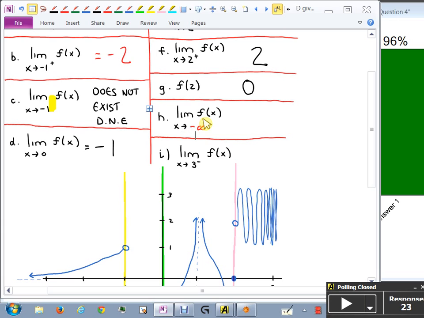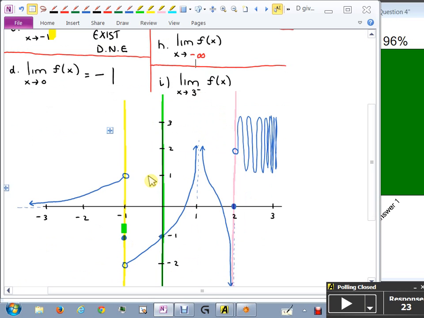How is the function behaving as your x values go where? Where's -infinity on the x-axis? To the left, right? And -infinity means to the left forever. So it's saying, is your function doing something as you go out to the left forever?